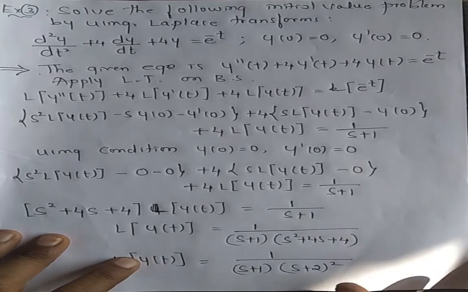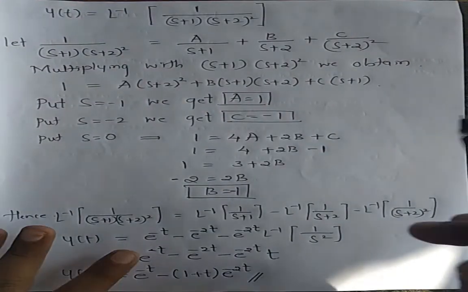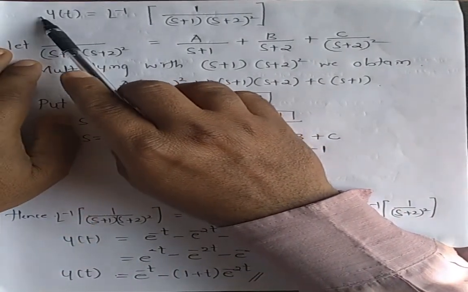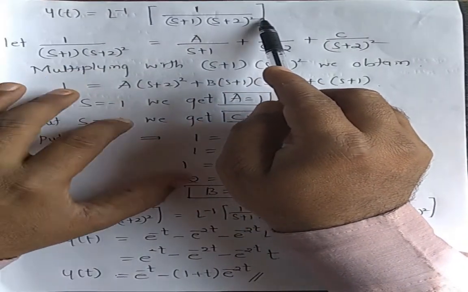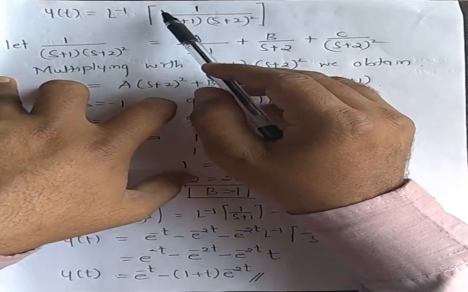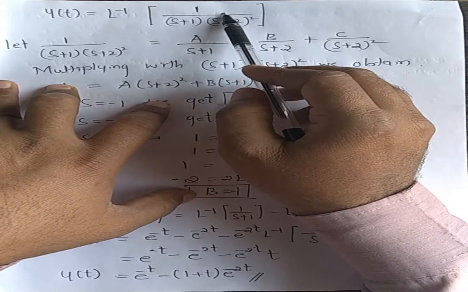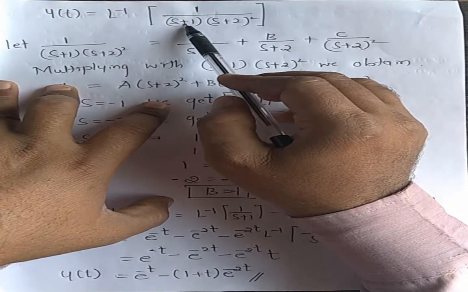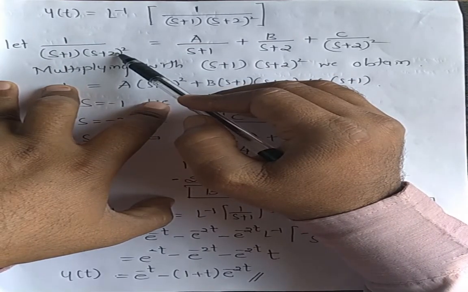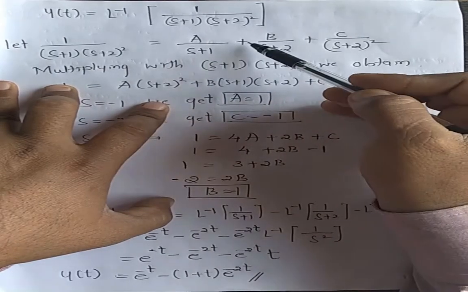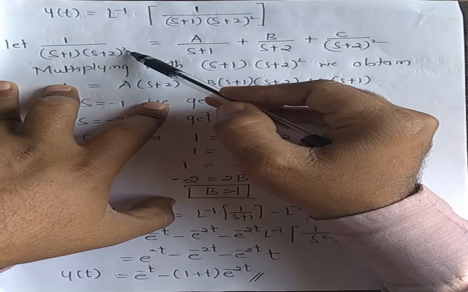So transfer that L of y of t to this side: Laplace inverse of 1 divided by s plus 1, s plus 2 whole square. Now you have to find its inverse. Before going for its inverse, you see this example is in the form of partial fractions. This is a separate linear, this is a repeated linear. There are two linears here, and the same linear is repeated two times.